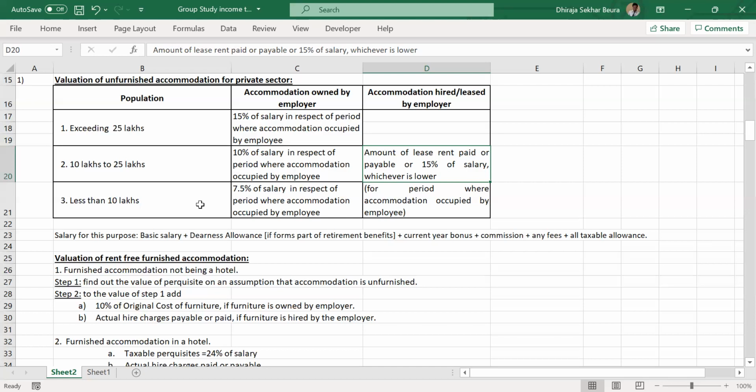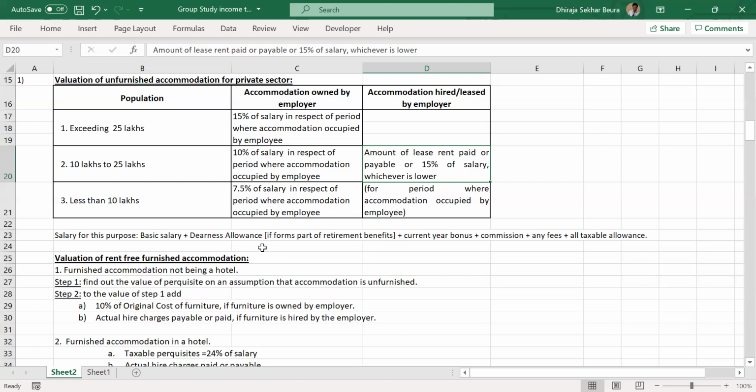So it can be assumed, any out of these three, if it is not given. Any other questions, discussions? Or can it be the other way, where they directly give 10% of salary in respect of the period where accommodation is occupied by the employee? Directly they can give the second column information, the column C information. No, they won't give that. You have to remember those.